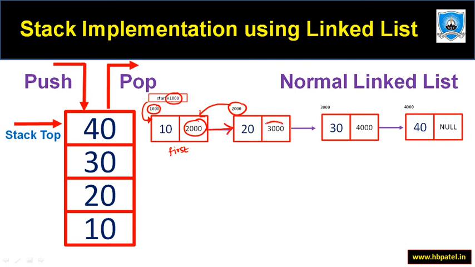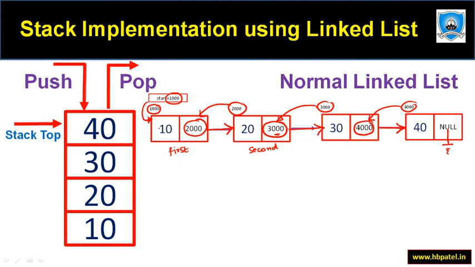Likewise, the address part, the link part, the next part of second node contains address of third node. So I can say that second node is pointing to third node, and likewise the third node contains the address of fourth node, that means it is pointing to fourth node, and fourth node is the last node in this example, so it is not pointing anywhere, so it is null. So this is the normal scenario.